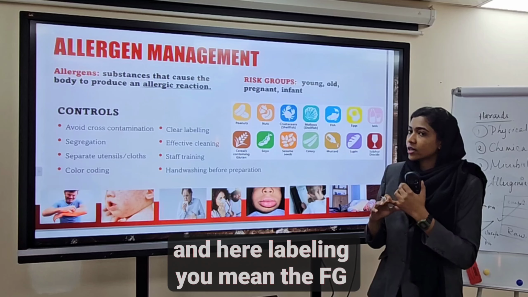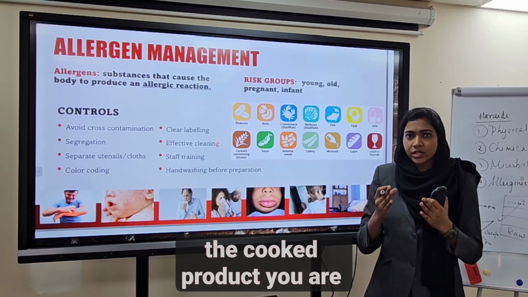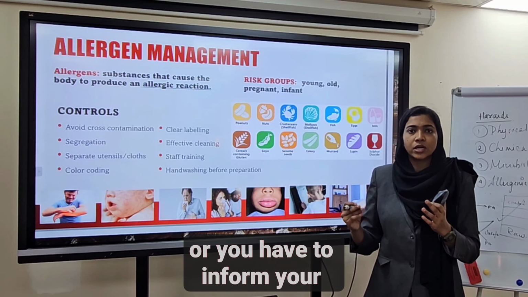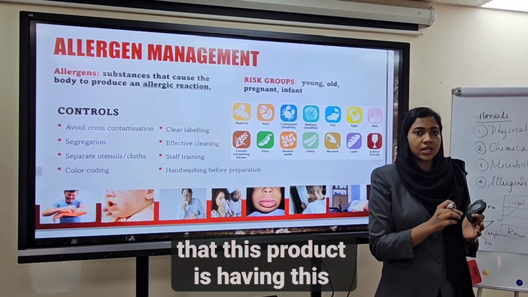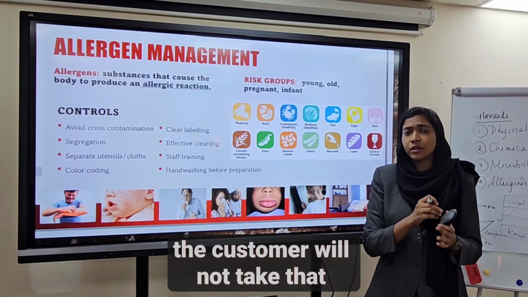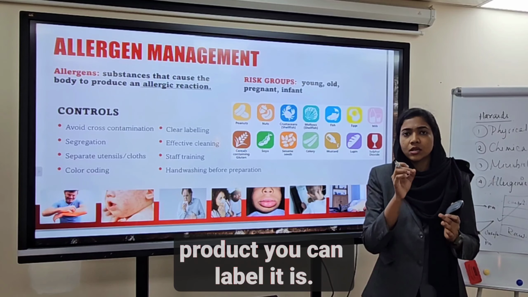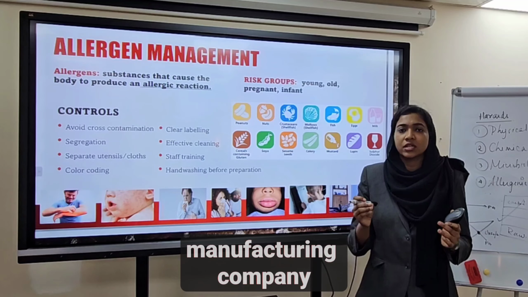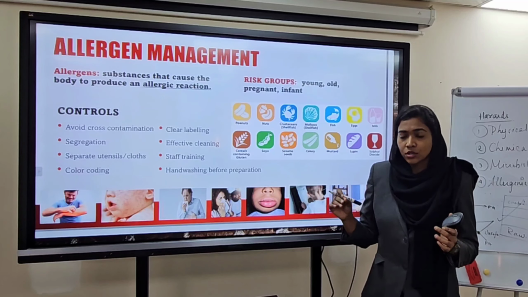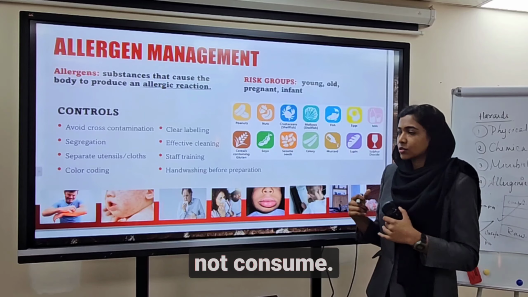And clear labeling: the finished product, the cooked product you are giving, has to be properly labeled, or you have to inform your customer that this product contains this allergen. So if you are allergic to this allergen, you will not take that product. For example, you can label that the product is produced in the same manufacturing company where different sorts of allergens are handled. You can mention the allergens, so if people are allergic to that particular material, they will not consume it.